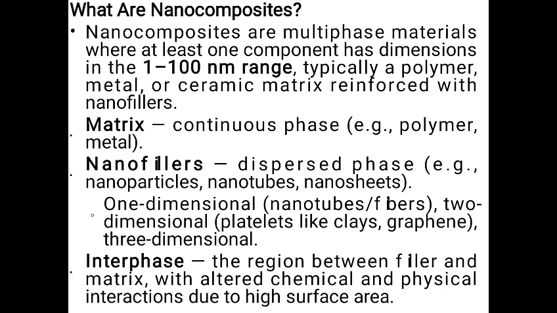So matrix is a continuous phase material which can be a polymer or a metal, and the nanofillers are the dispersed phase within the matrix, that is nanoparticles, nanotubes, nanosheets, etc. And it can be one dimensional nanotubes or fibers, or it can be two dimensional platelets like clay or graphene, or it can be three dimensional nanosheets. And the interface material is the region between this nanofiller and the matrix with altered chemical and physical interactions due to high surface area.